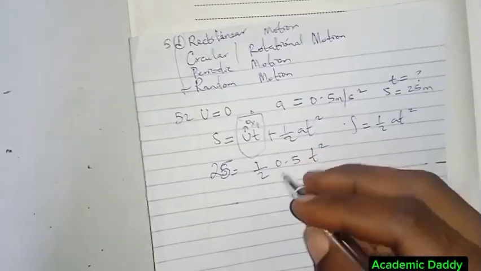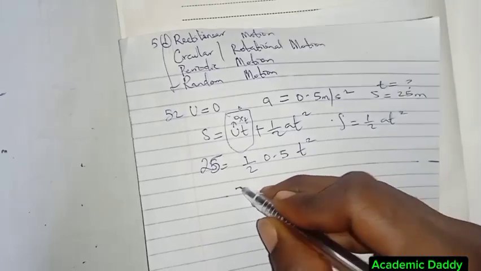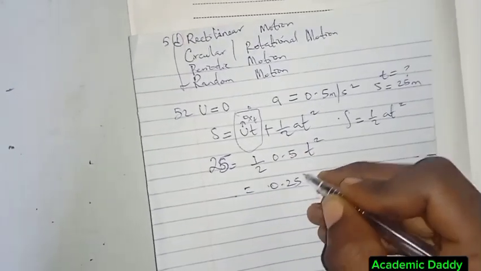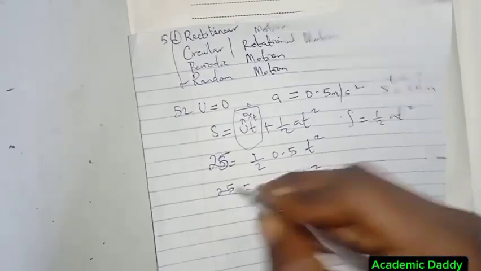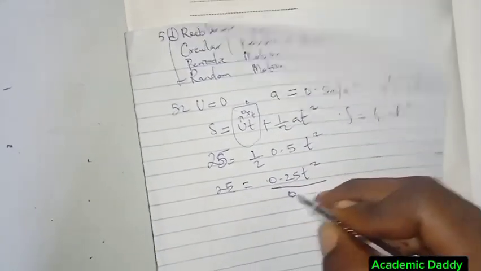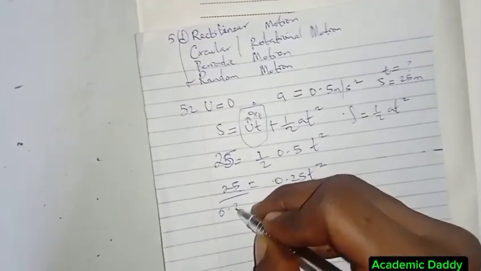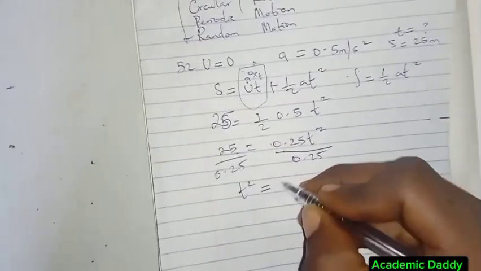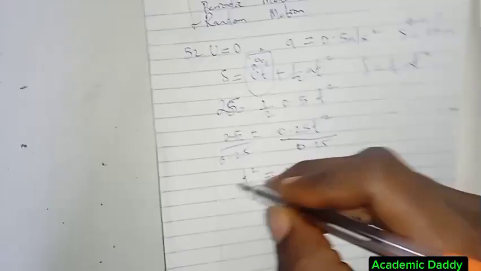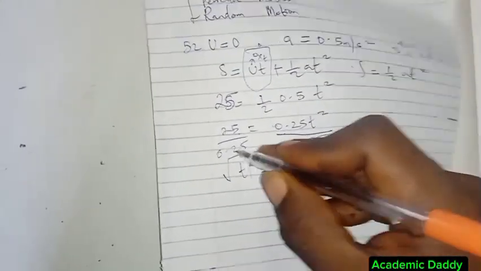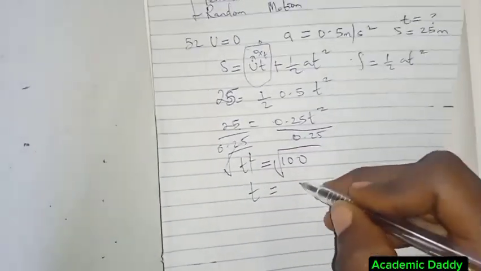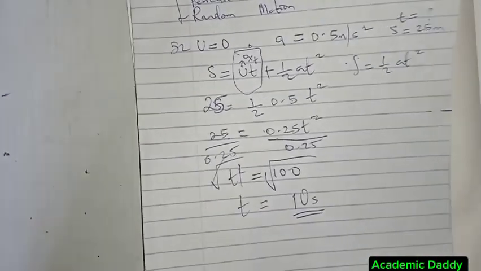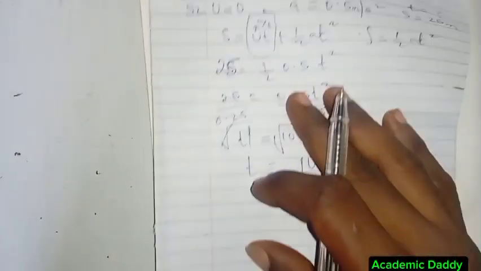So if we do it very well, this is going to give us 0.25 T squared equals 25. Then we now get that T squared is equals to 100. So take the square root of both sides. So T will be equals to 10 seconds. That's our final answer. So let's move to question 53.